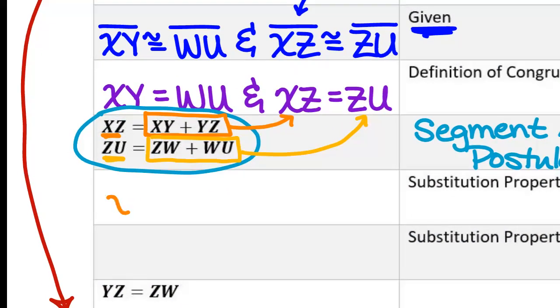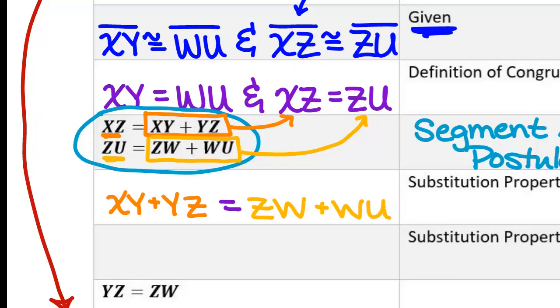So I have XY plus YZ is equal to ZW plus WU.